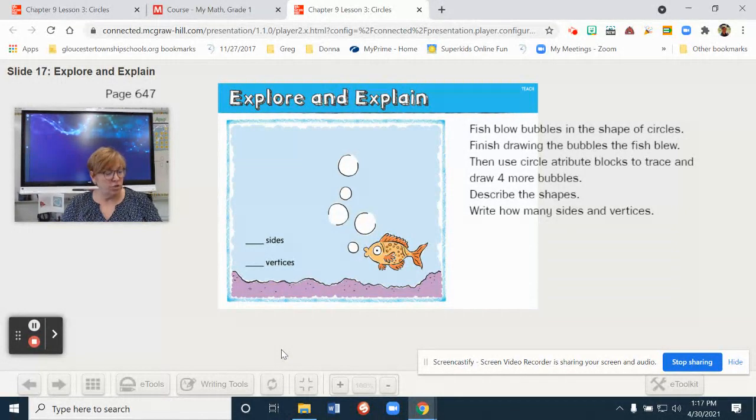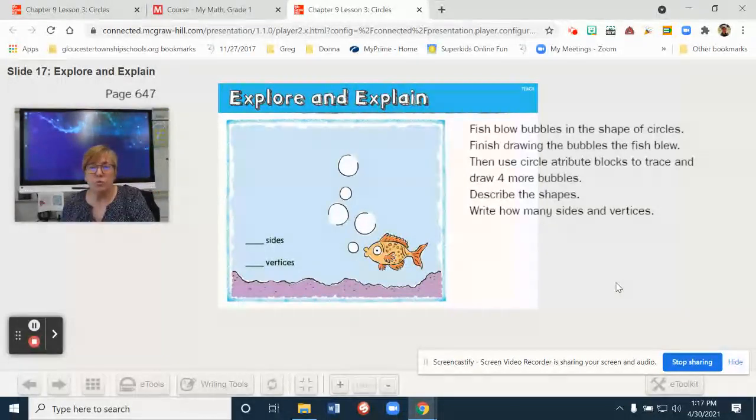Okay, so he's a cute little fish, and I noticed that at the top there, it says, around we go. So we'll see why that little fish picture up in the corner says that. Okay, so I'm going to read this to you. Fish blow bubbles in the shape of circles. Finish drawing the bubbles the fish blew. Okay, so you can do that now. Pause if you need to. Then use the circle attribute blocks to trace and draw 4 more bubbles.